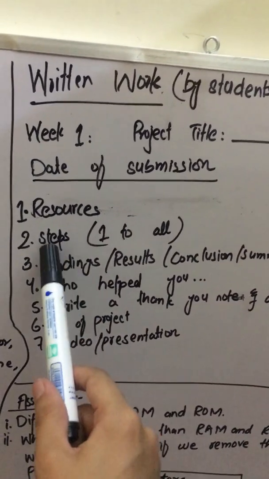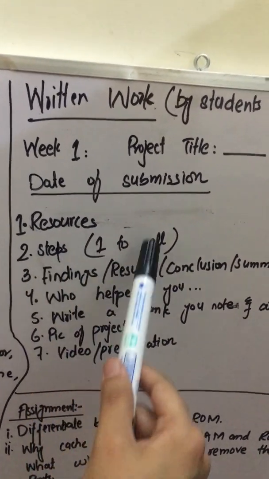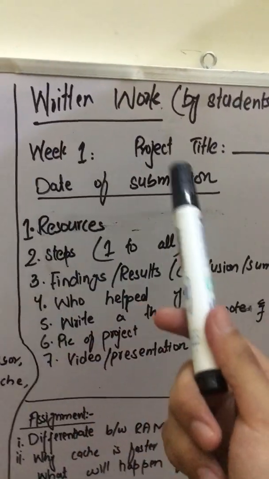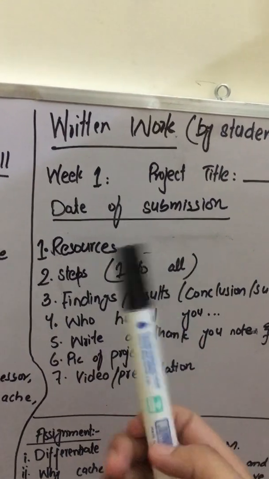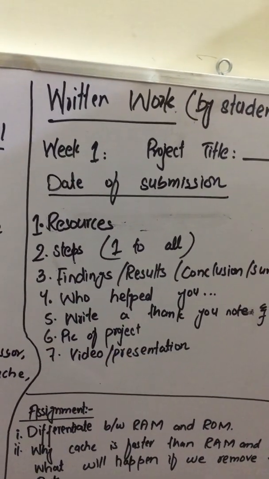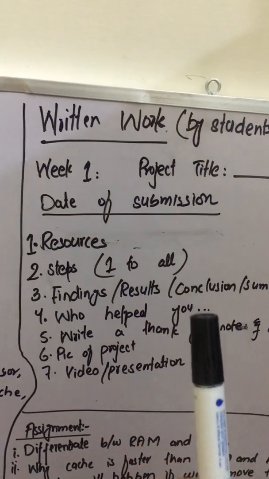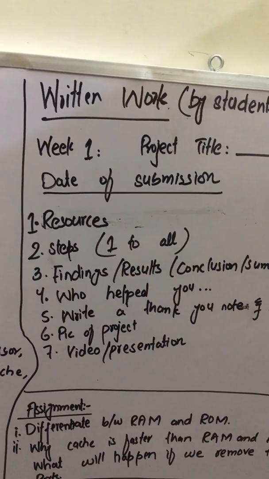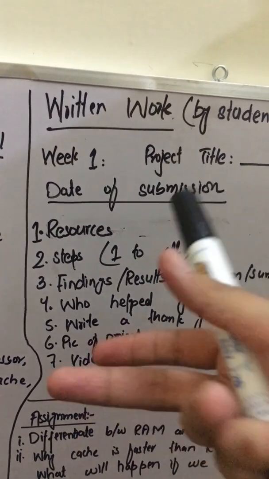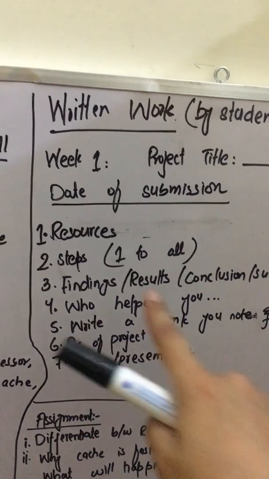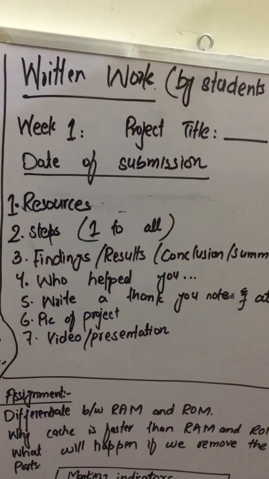Then you have to mention all the steps from step 1 till the end. What was your step 1? For example, your step 1 was to search the internet about internal components of the computer. Then your second step would be that you collected some material from the internet, or you shortlisted some of the material, and so on. So you have to mention all the steps.